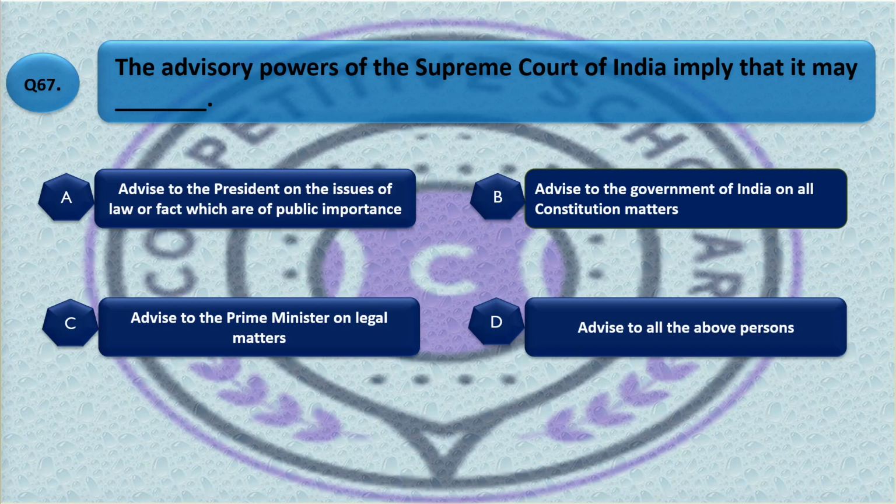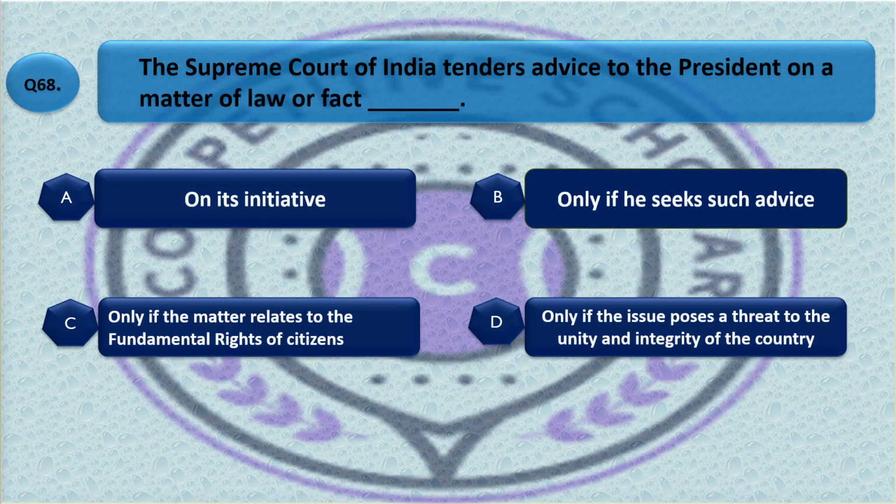Question number 67. The advisory powers of the Supreme Court of India imply that it may option A, advise to the President on the issues of law or fact which are of public importance. Option B, advise to the Government of India on all constitutional matters. Option C, advise to the Prime Minister on legal matters. Option D, advise to all the above persons. Answer is option A. Question number 68.